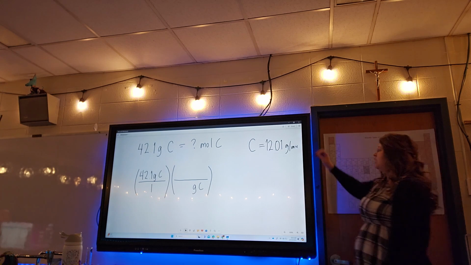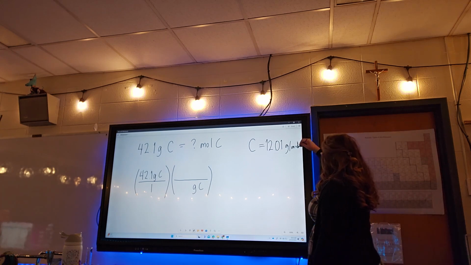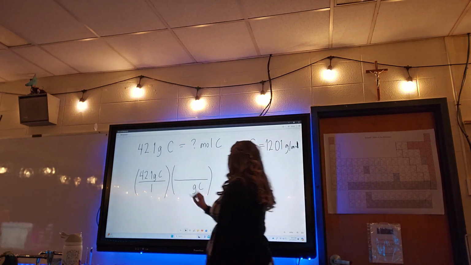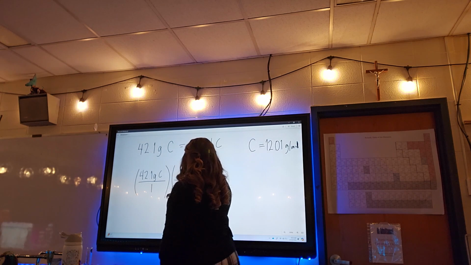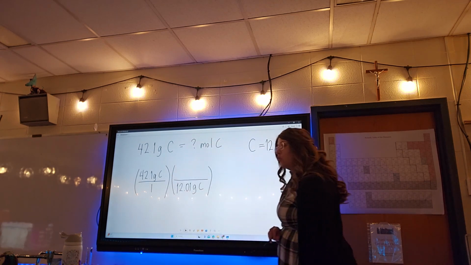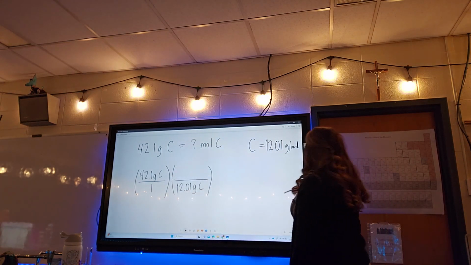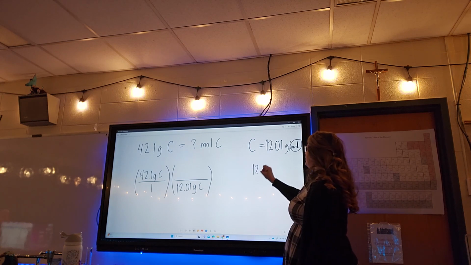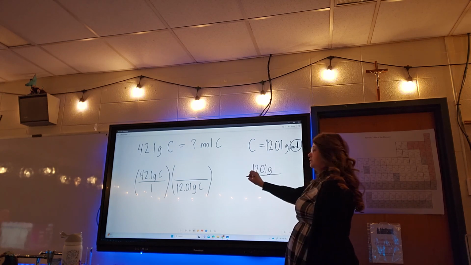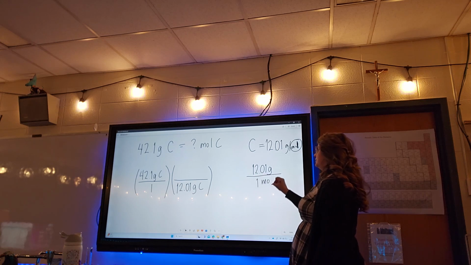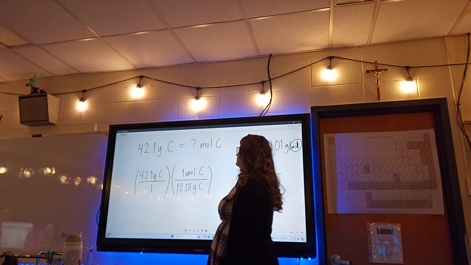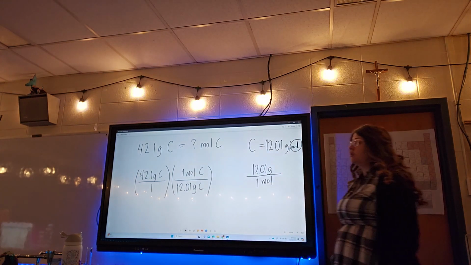Okay, so now this is where we're going to put that concept together with this. Because we're dividing by the formula weight, I'm going to put 12.01 on the bottom of this fraction. What will go on top? Well, if I'm saying that I have 12.01 grams per mole, that's per 1 mole. And so I will use 1 mole as my numerator. I should write 1 mole of carbon.